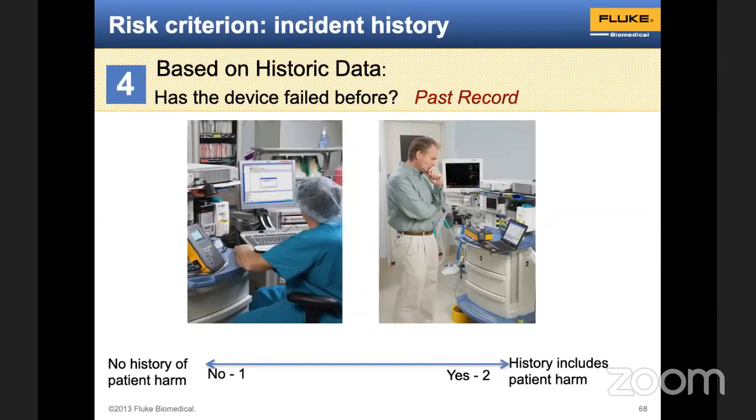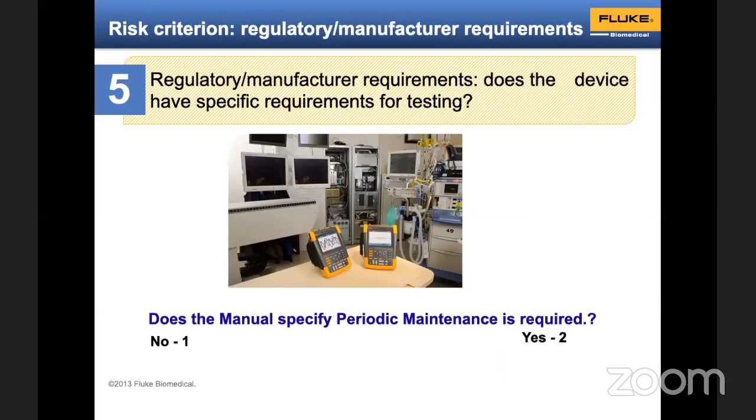Historic data: has the machine failed and the patient died? No harm is 1. Yes, there is harm, 2. The scoring is either 1 or 2. Does the manufacturer say the machine is to be checked at a particular frequency? Yes or no? If it is yes, 2. If it is no, it is 1.